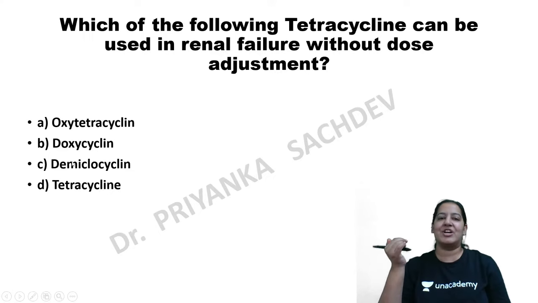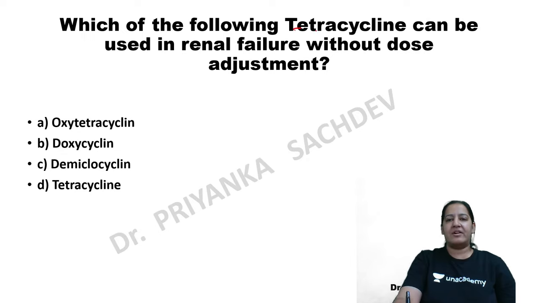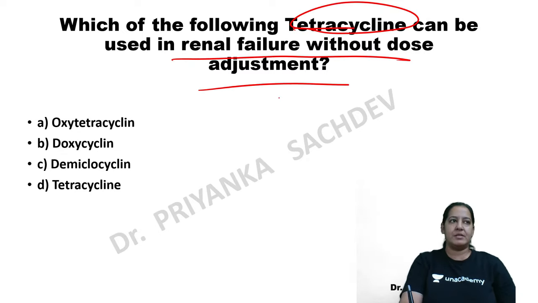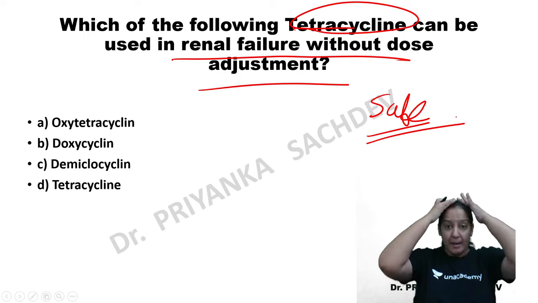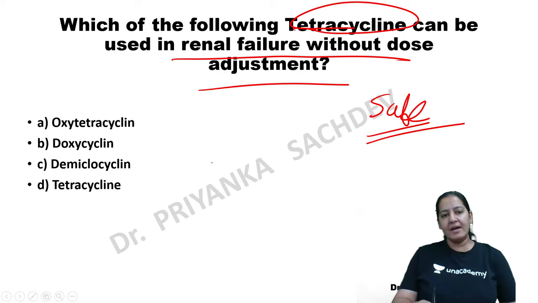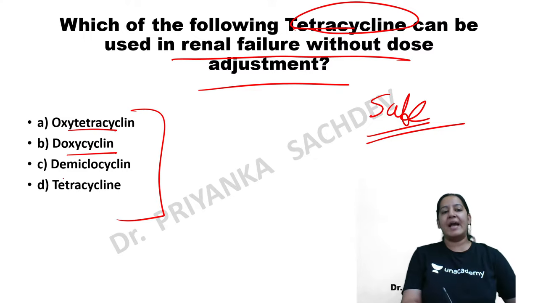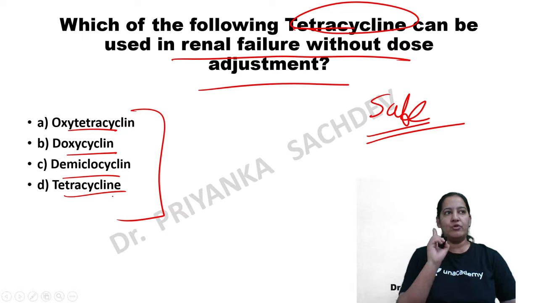So, coming to the next question. The next question is in front of you. Which of the following tetracyclines can be used in renal failure without dose adjustment? I mean, which of the following tetracyclines is safe in renal failure? Can you tell me the answer? The four options are in front of you. Is it oxytetracycline, doxycycline, demeclocycline or tetracycline?